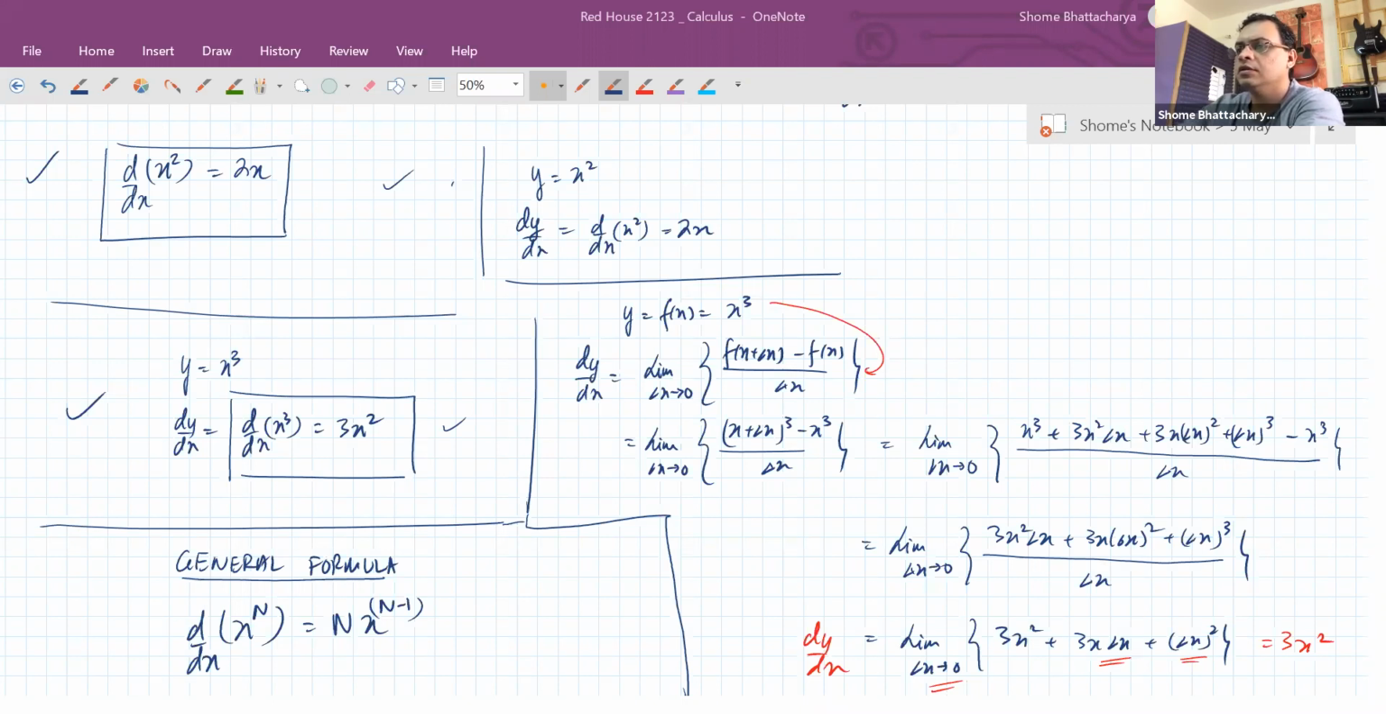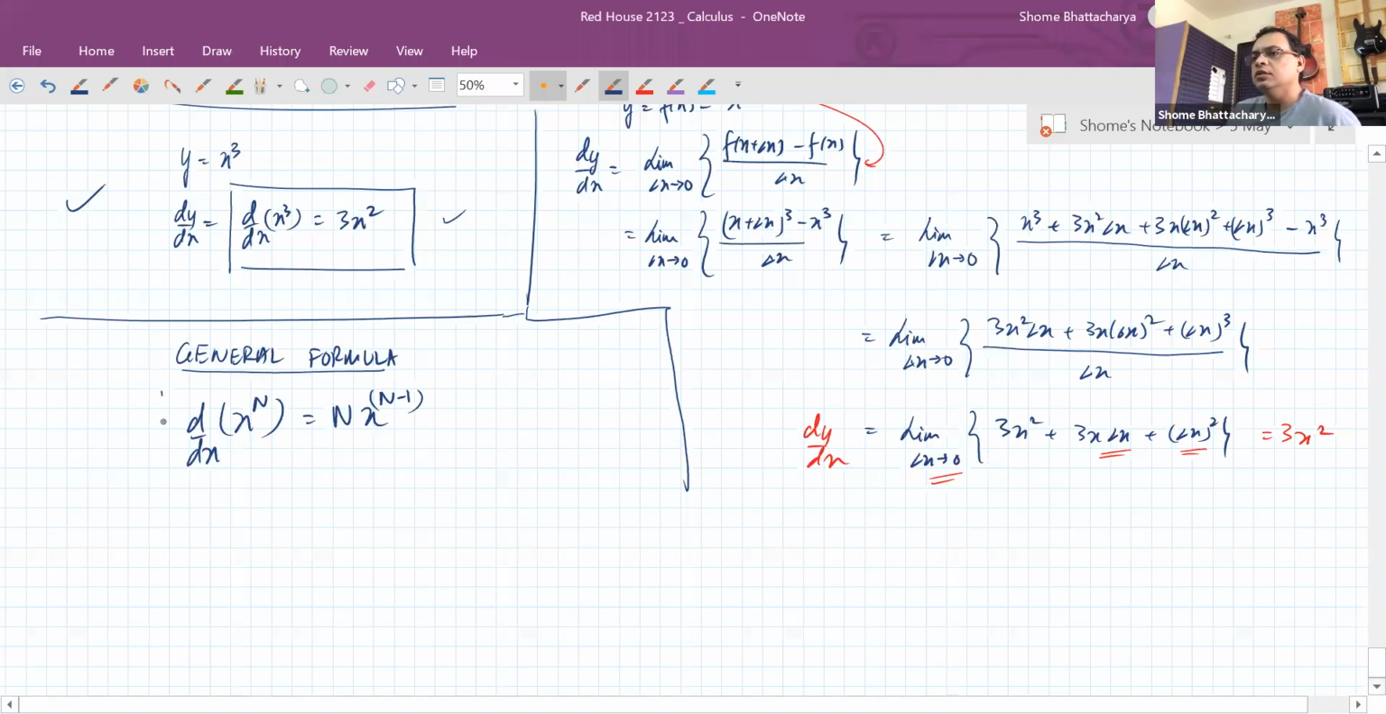Sir, does n have to be an integer here, or can it be a fraction or decimal? So the interesting thing is that n can be any real number. The interesting thing about this formula is that we have seen above the examples where n are two particular natural numbers, 2 and 3, but n need not be a natural number or a whole number also. N can be any real number.